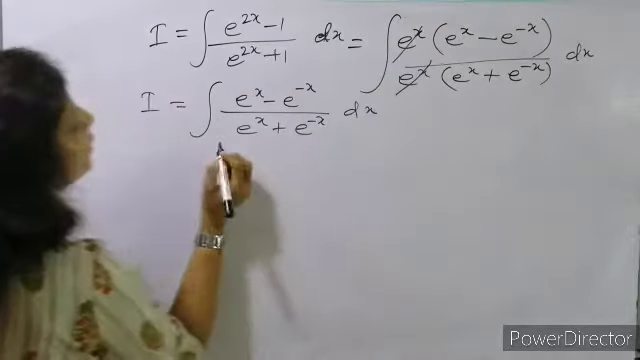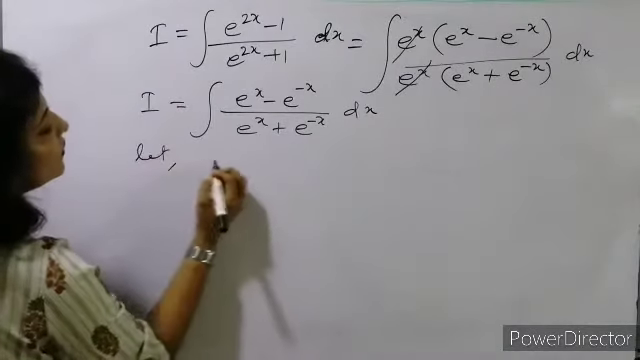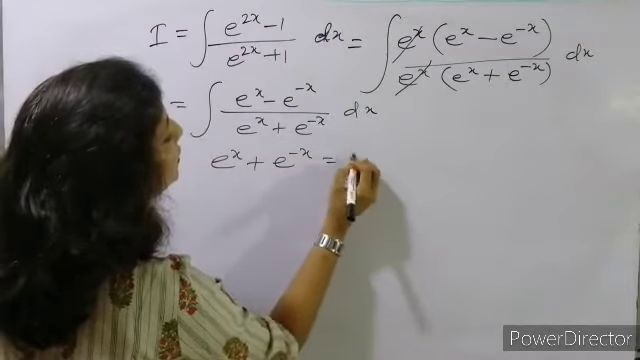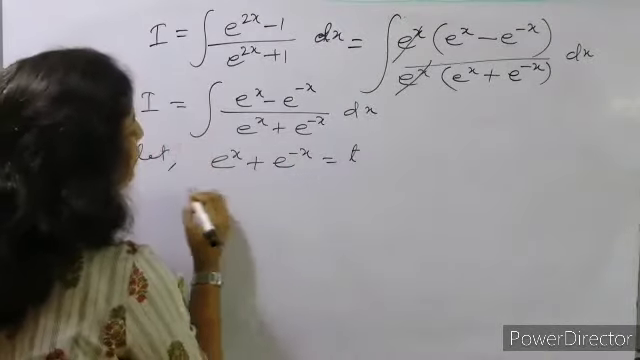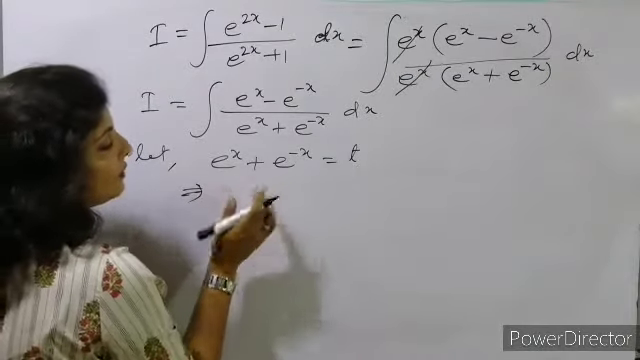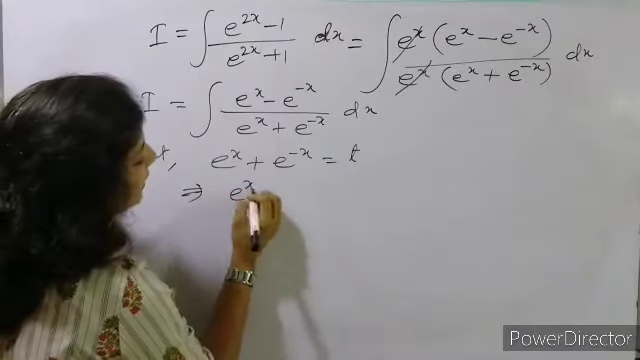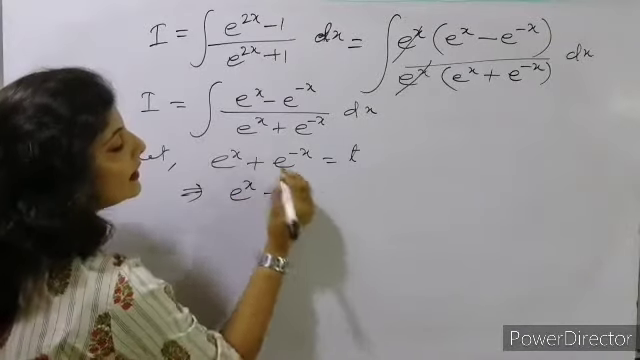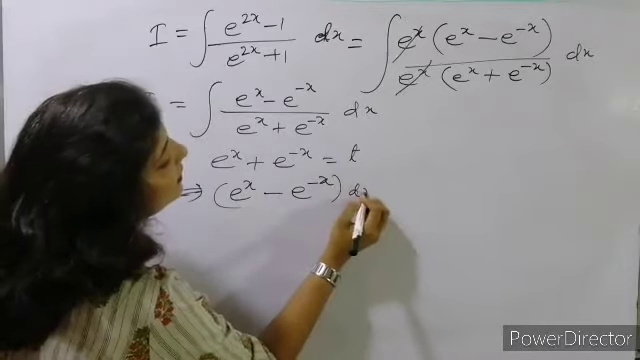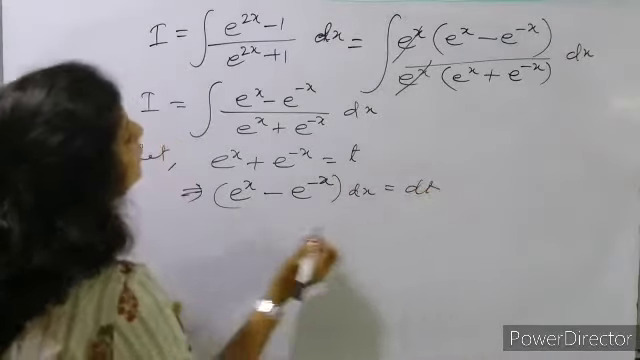Okay. So now we'll let e to the power x plus e to the power minus x be equal to t. Now what will be the value? The derivative of this function, e to the power x and minus here, e to the power minus x, dx will be equal to dt.